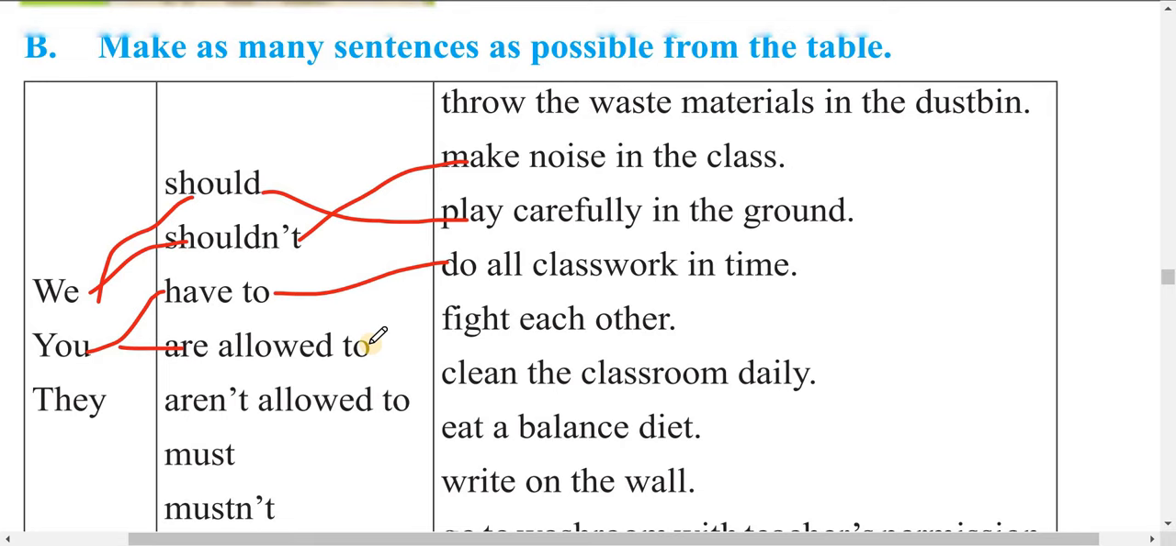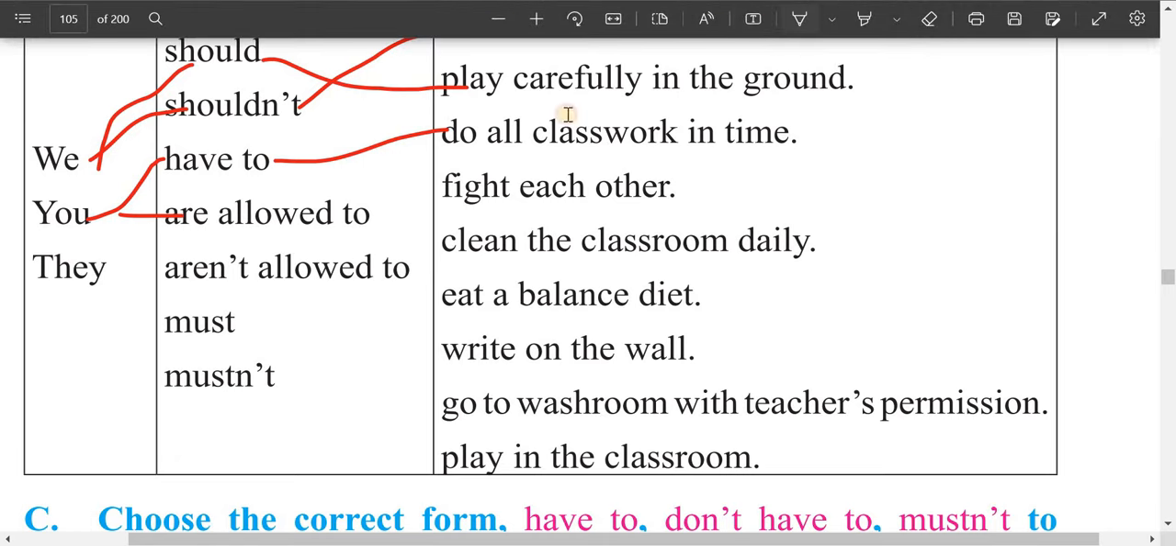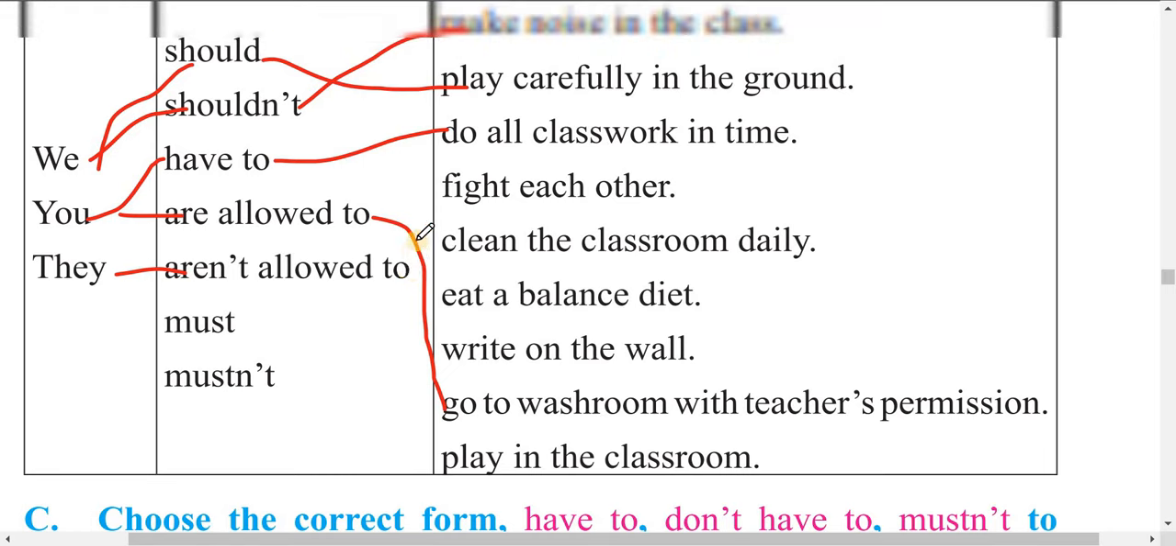You are allowed to write. You are allowed to go to the washroom with the teacher's permission. Now, they are not allowed to fight each other. They are not allowed to write on the wall. They must clean the classroom daily. They must not fight each other. You can choose any subject. So these are okay, you can have your own. There are other answers as well, dear students.